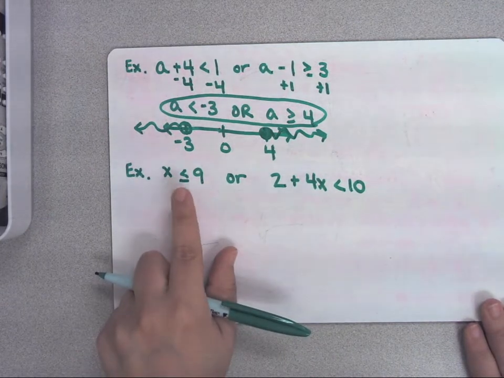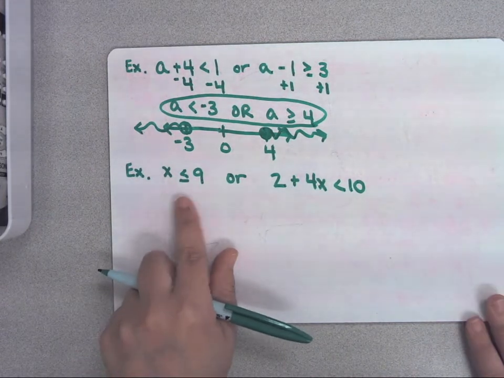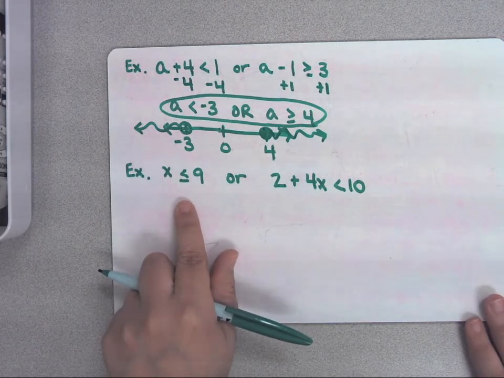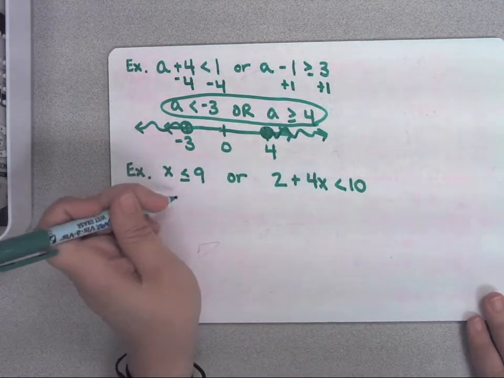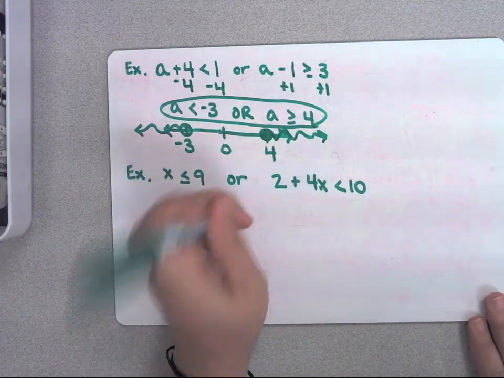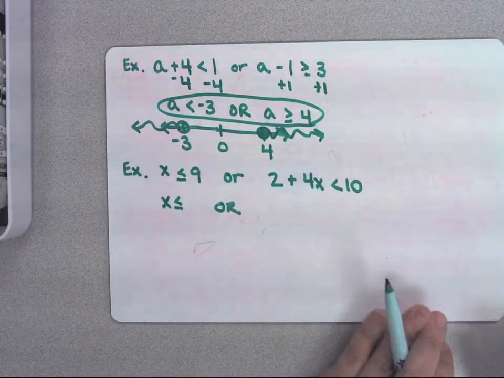So this left one, is it already solved? That's nice. It happens sometimes. Sometimes they do that to you, give you a little break. So that one's done. I'm just going to rewrite it so I have it. I'm going to write "or." Now this right one, it's a two-stepper.